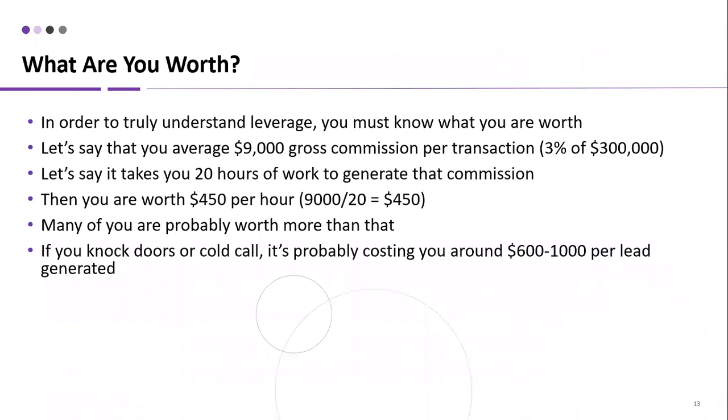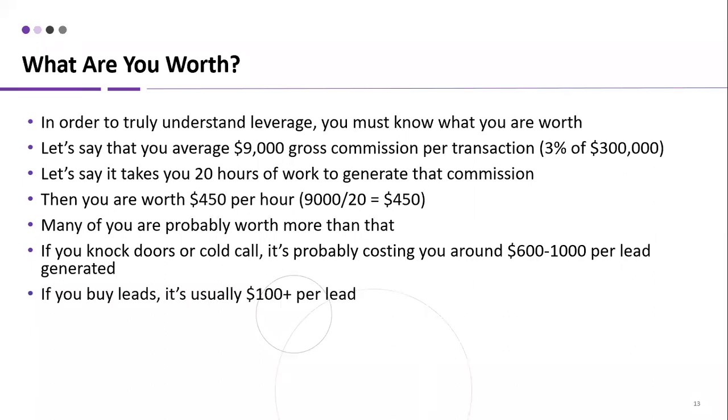So when you think about that, if you're knocking on doors or cold calling, then your cost per lead is probably costing you around $600 to $1,000 per lead. Think about that. If you're knocking doors for 2 hours, if you're worth $450 an hour, and you get one prospect out of knocking doors for 2 hours, well, that lead cost you $900 to generate. And a lot of you just don't think about it that way. When you're spending that much time to generate leads, your cost per lead is actually quite high because of the time that you're spending.